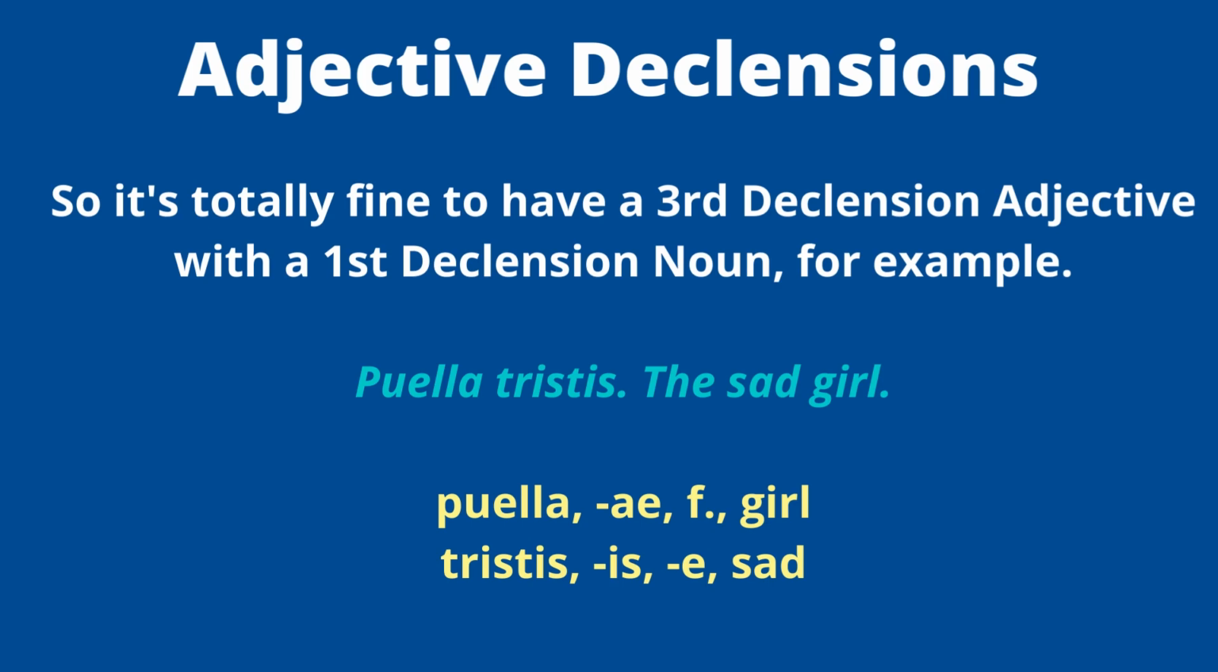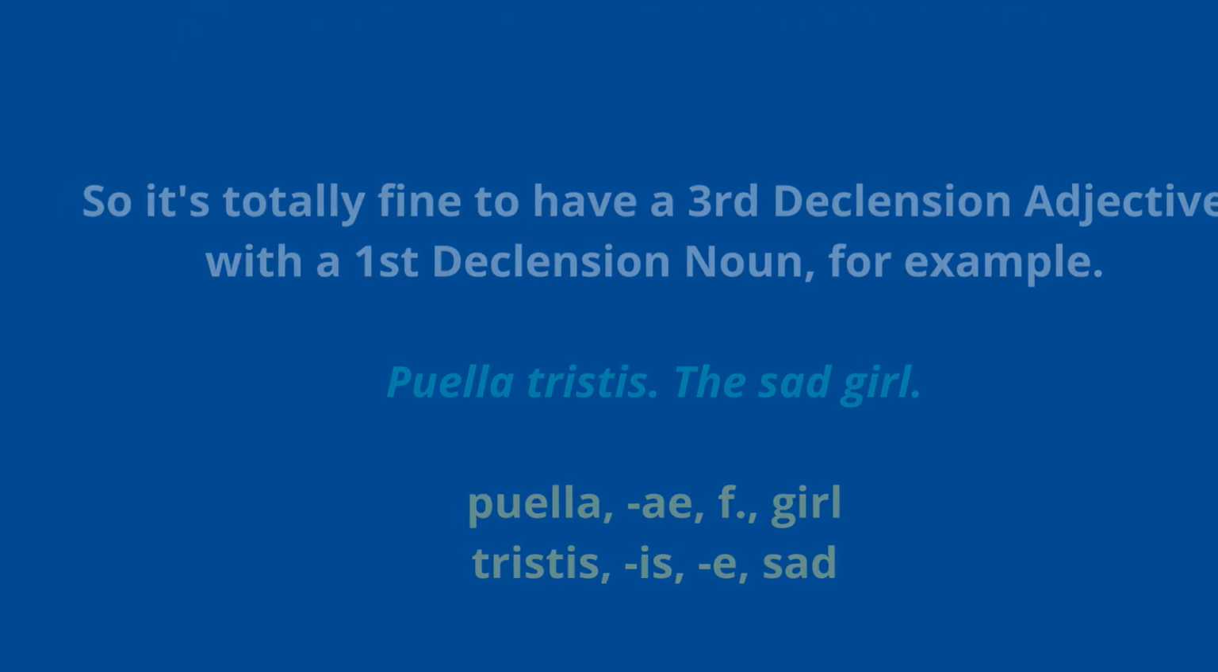Puella, if you look at the dictionary entry below, the AE in the genitive singular makes it first declension. And then we have tristis, triste, sad. It's a third declension adjective. Matching them is not an issue at all. Even though they look different, puella and tristis do not have the same spelling. That's totally fine. They have the exact same case, number, and gender. Both of these words, puella and tristis, are feminine singular nominative. So that's the only thing that matters here.